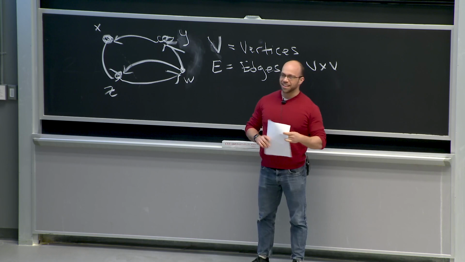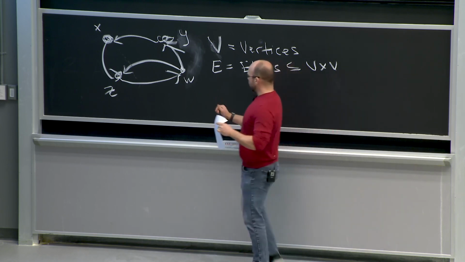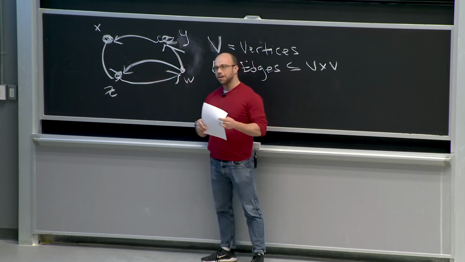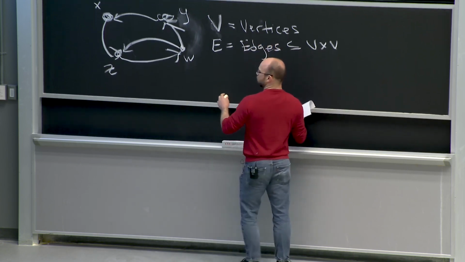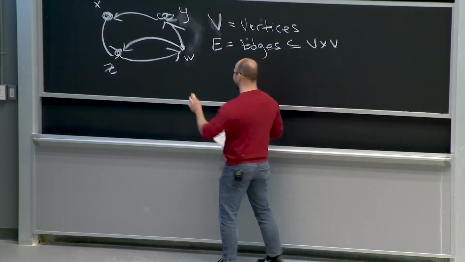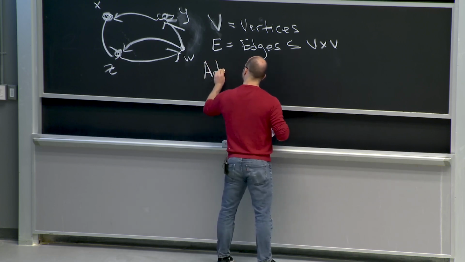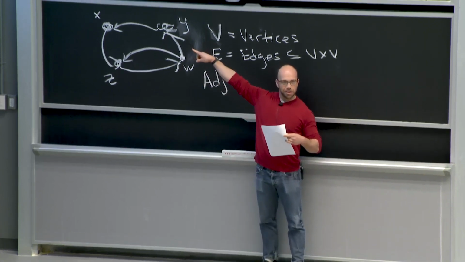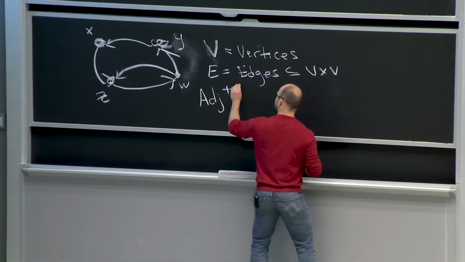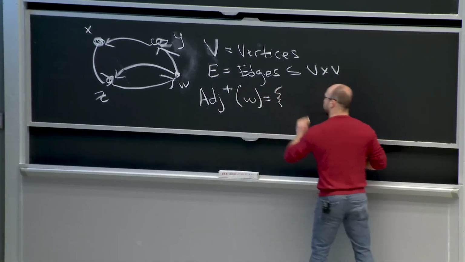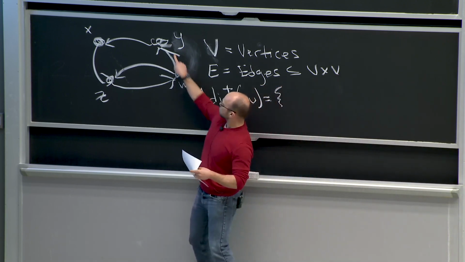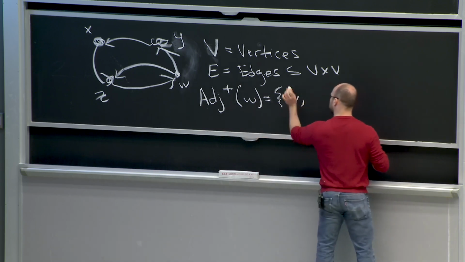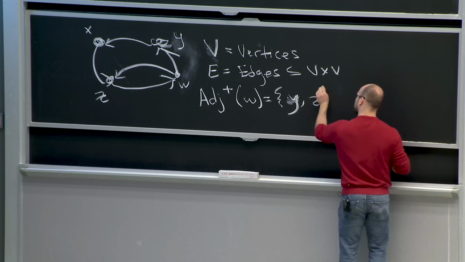Then we talked about the neighbors of a given vertex, which are the vertices that you can reach by following edges in or out of your vertex. In particular, the outgoing neighbors, which we implicitly defined in our previous lecture but didn't name, we're going to notate with ADJ plus, and these are all of the things that you can reach by going out of a vertex into the next one. For example, ADJ plus of W is going to be the set of vertices: I can get from W to Y, and also from W to Z. So Y comma Z.